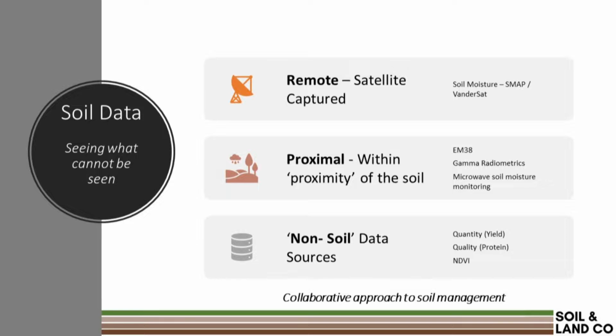And then another piece is non-soil data sources. When we start looking across the landscape, there's the quantity, the tonnage of yield you might be getting across a paddock, and the quality, say protein, or if it's grapes, whether it might be acidity or total tannin value and all that sort of thing. And then we look at NDVI, which is the biomass component above ground, but what is that telling us about the below ground?